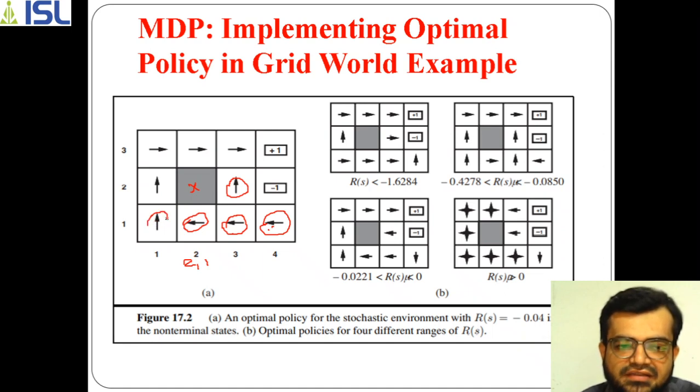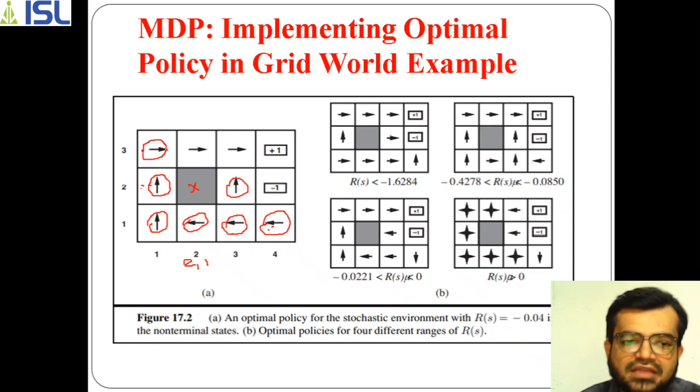And if the agent is in this state, the agent will move to this state in the up direction. And here, what happens if the agent is in state (2,1)? Here the agent should not move in the right direction because there is a wall. So the agent will move in the up direction. And when it is in this state, the agent should move in the right direction only, because there is no other way.